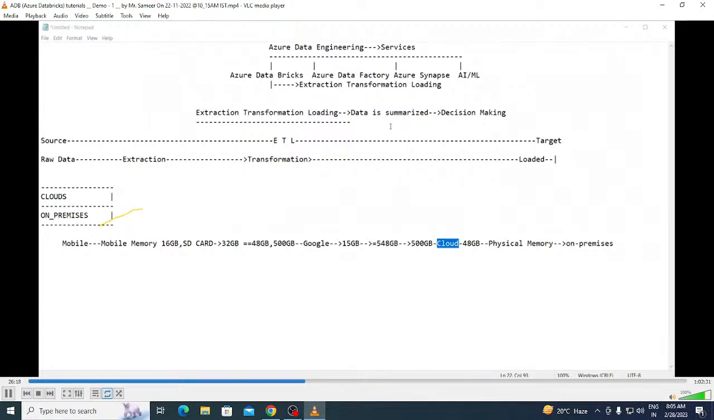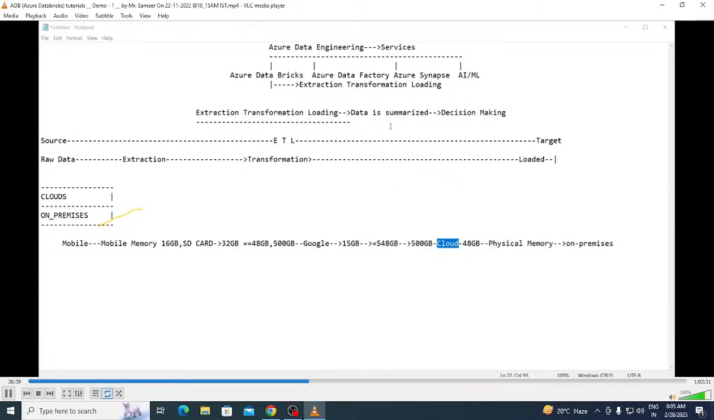Yes, of course. That means access is possible irrespective of the location. So we can say that we can access this data which is stored in Google Drive from anywhere in the world. Am I right? From anywhere in the world, without worrying about the physical location where my data is stored.